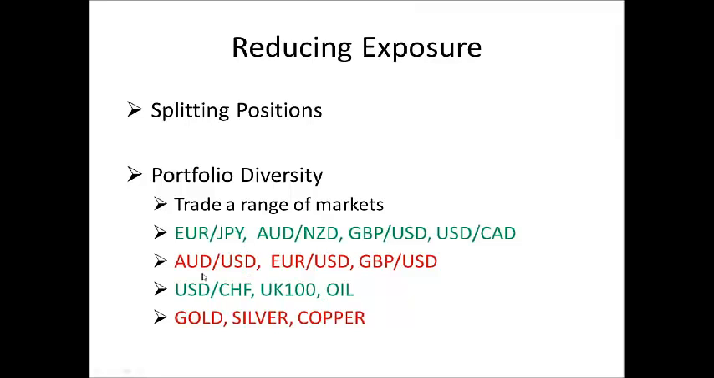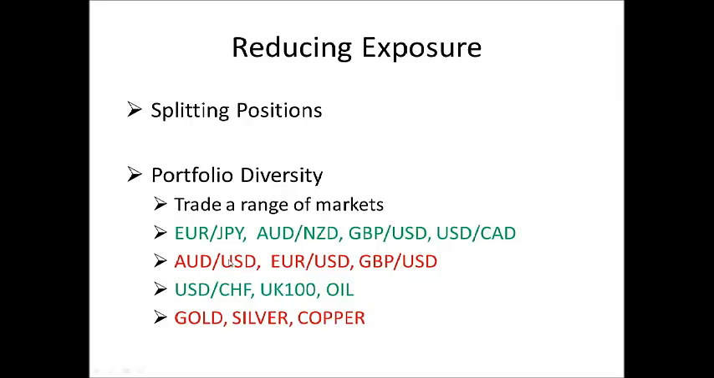A portfolio I wouldn't suggest would be something like the Australian dollar, US dollar, euro, US dollar, pound, US dollar. The reason being, you have a large exposure to the US dollar. And all of these currency pairs have strong correlation. So if one moves down, it's likely the others could also move down. If one moves up, it's likely the others could also move up. Whereas in the first example, there is very little correlation between these currency pairs.